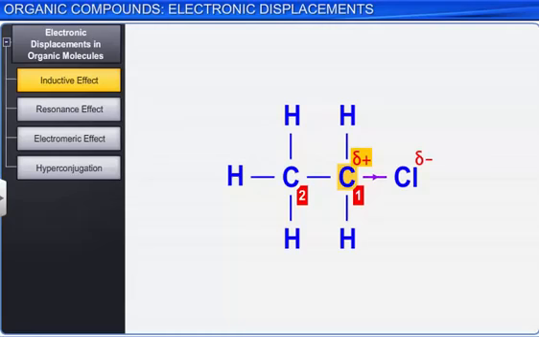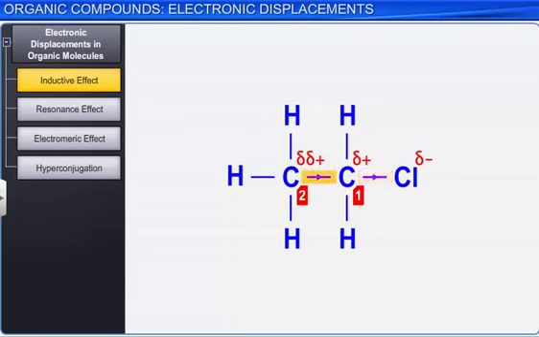The partial positive charge on C1 draws some electron density towards itself from the adjacent carbon-carbon bond. This causes C2 to acquire a small positive charge. The delta plus represents a relatively smaller positive charge as compared to that on carbon 1. Thus, the carbon-chlorine bond induces polarity in the adjacent bonds.